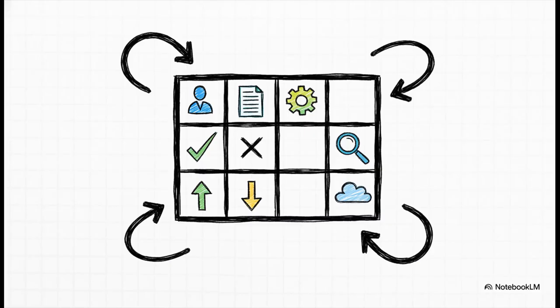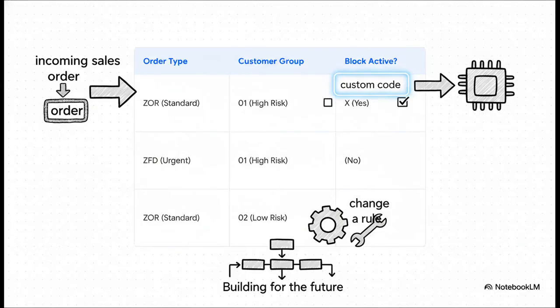And this right here is the heart of that elegant solution, a central matrix table. It's just a simple configuration table that holds all the different combinations of business rules. And here's what it looks like. It's so incredibly simple, it's beautiful. Our custom code just looks at the sales order coming in, finds the matching row in this table, and then just checks, hey, is the block active flag turned on? And the best part? If the business wants to change a rule tomorrow, they just come to this table and change it themselves. No developer needed. This is what we mean by building for the future.